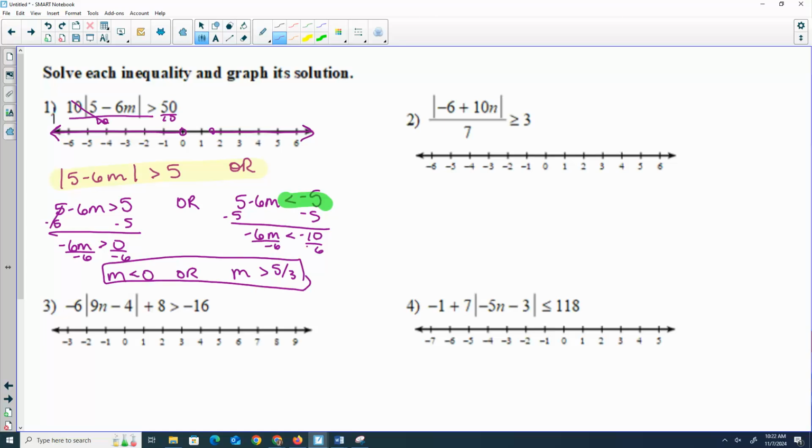So a few people haven't helped out yet. Number 12, who can tell me where I would start? Keaton? Sorry, number 2 on this. What would you do first? I ain't got it yet. Well, that's okay. Just walk me through it. If it's divided by 7, what's the opposite of dividing? If I want to get the absolute value by itself, I have to get rid of the divided by 7. What's the opposite of dividing by 7? Well, multiply by 7. This is the step I do not want you to skip.